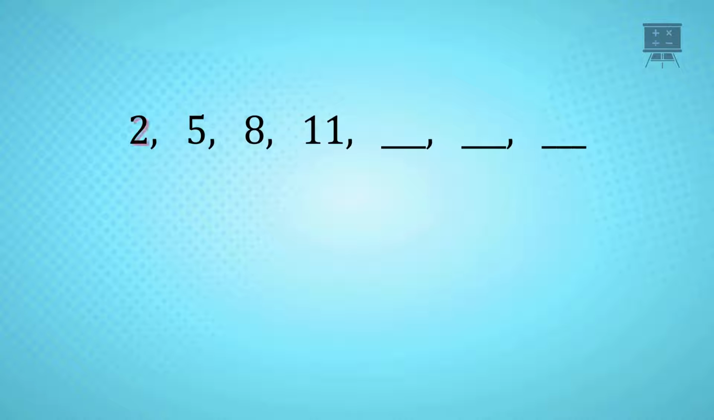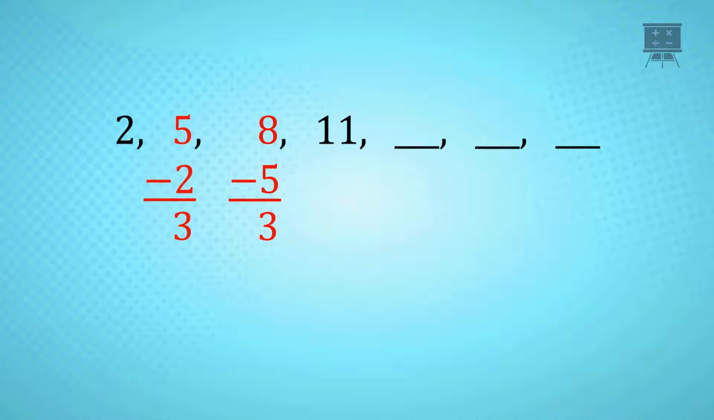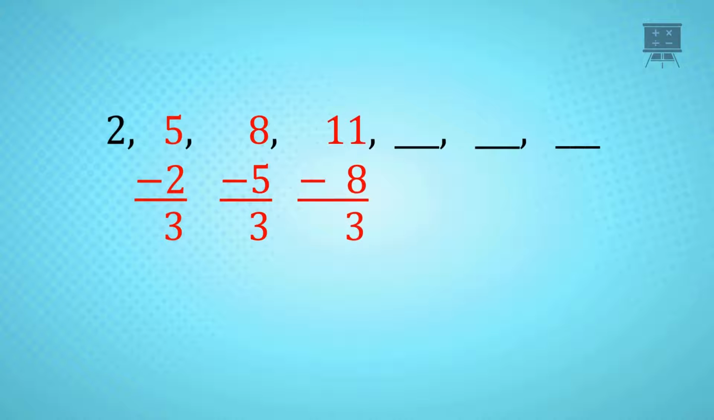If we subtract the first number from the second number, we get 3. If we subtract the second number from the third number, we get 3. And if we subtract the third number from the fourth number, we get 3. And so, the common difference is 3.